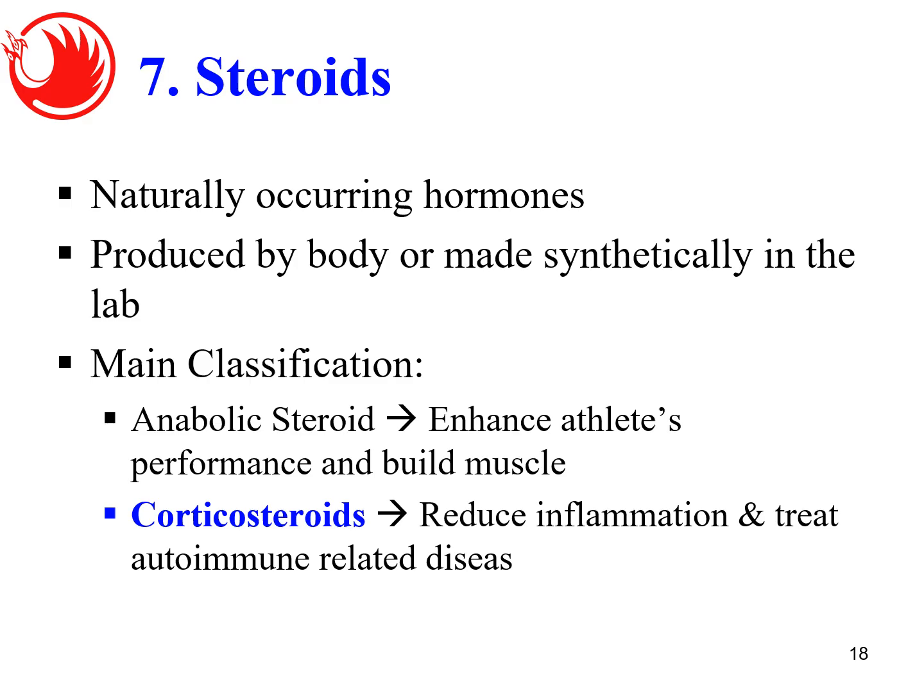Steroid is a naturally occurring hormone. It is produced by the body or made synthetically in the lab. There are two types of steroid. One is called anabolic steroid, and normally people use it to enhance athletic performance and build muscle. There's also corticosteroid. Actually, this is the one that reduces inflammation and treats autoimmune-related diseases, and this is the one we make into drugs.